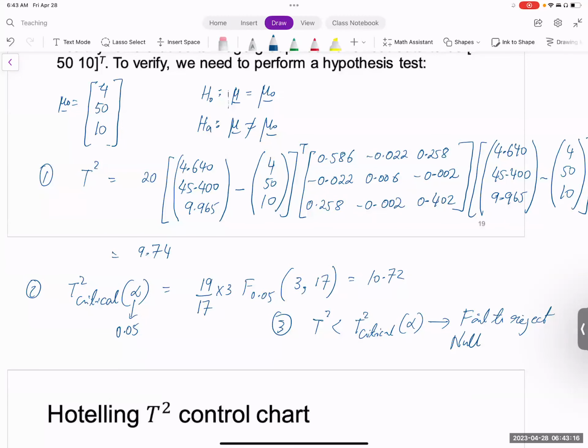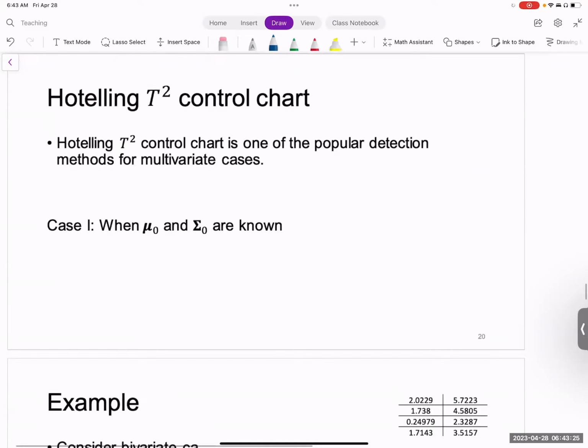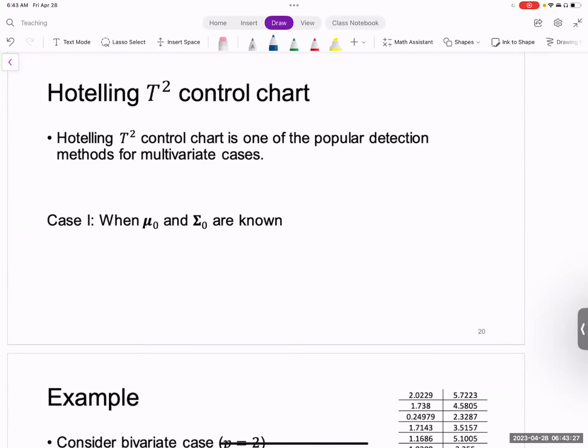All right, now once you're done with hypothesis testing, let's look at two more things. The first one is going to be a control chart where mean and variance are known. And then the second example is when mean and variance are not known. And this is probably the easiest part.